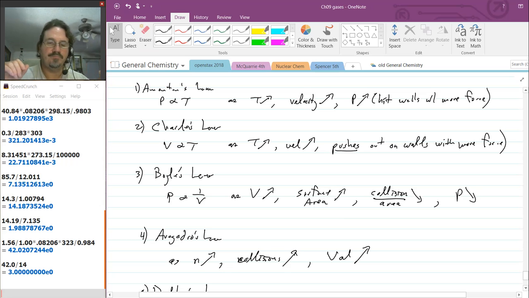All right. Boyle's law says pressure times volume is constant. So as pressure goes up, volume goes down. Okay? So here we're not going to heat it up. We're just going to increase or decrease the pressure and the volume. And it says as one goes up, the other one goes down. How can we manage that?